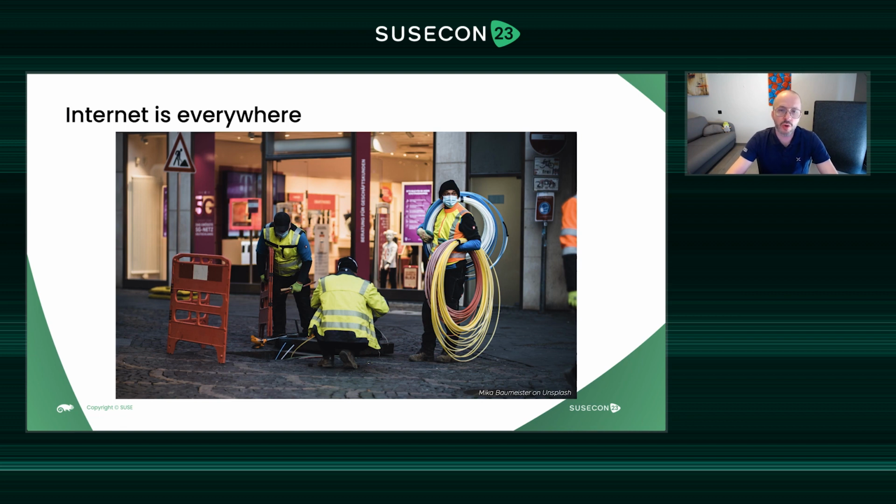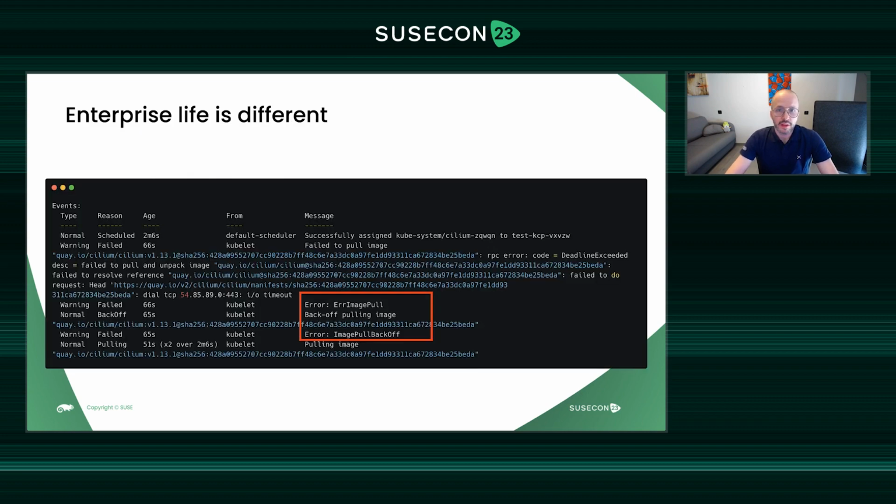When you do that today, usually that's pretty simple because internet is everywhere. I'm pretty sure a lot of you have a very efficient internet connection at home or inside your company. And usually when you do that, you are able to pull images pretty quickly. But in enterprise, life is sometimes different. You see this message a lot of times: Error, ImagePullBackOff, pulling image. When you try to use Kubernetes in enterprise, this is clearly the kind of error you get pretty often.